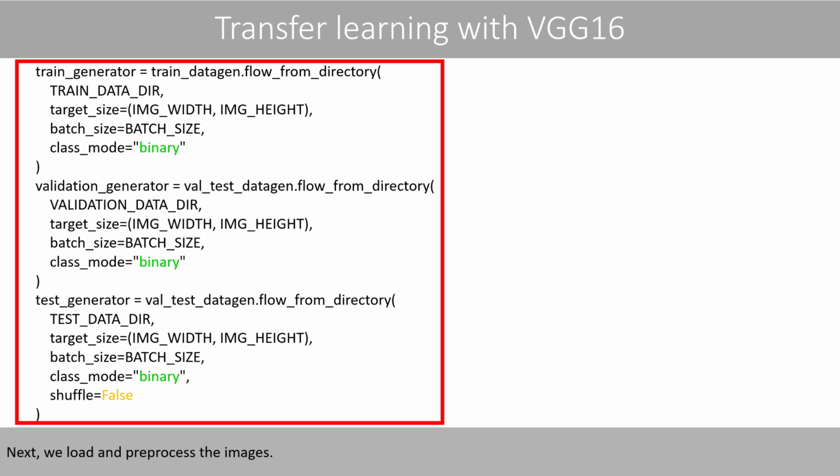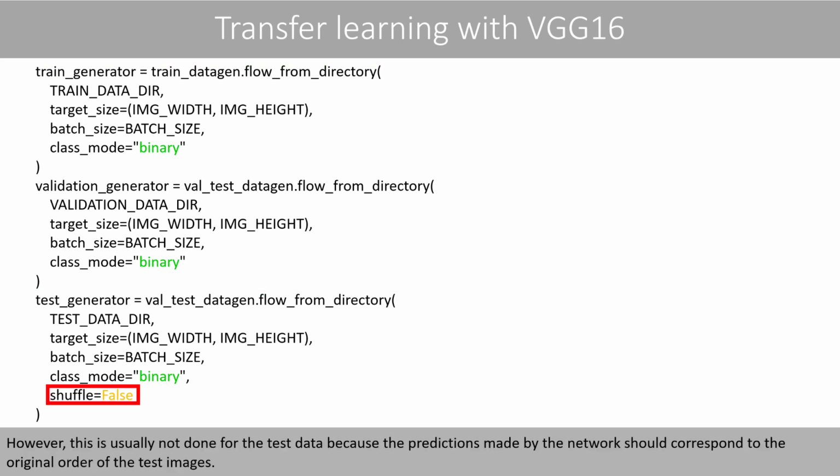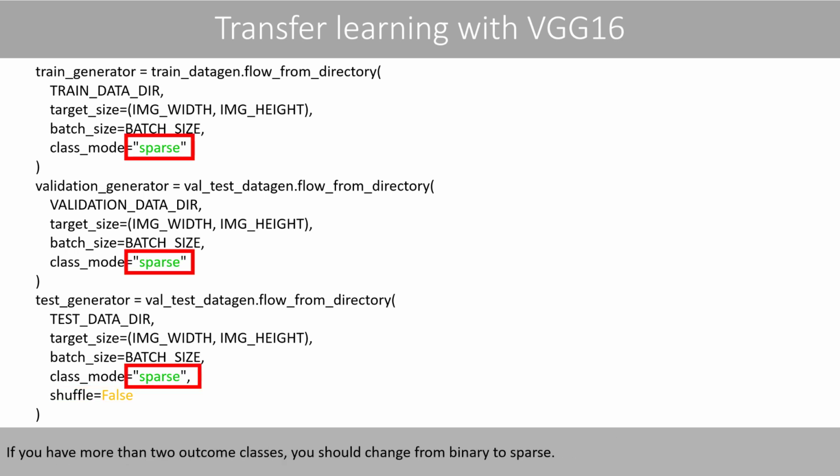Next, we load and preprocess the images. For images in the training data and the validation data, we randomly shuffle the order of the images in each epoch. However, this is usually not done for the test data because the predictions made by the network should correspond to the original order of the test images. If you have more than 2 outcome classes, you should change from binary to sparse.